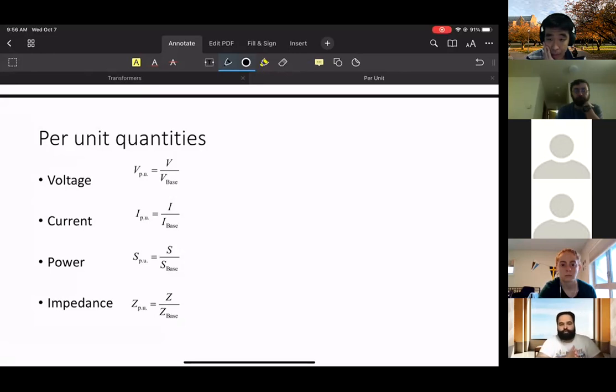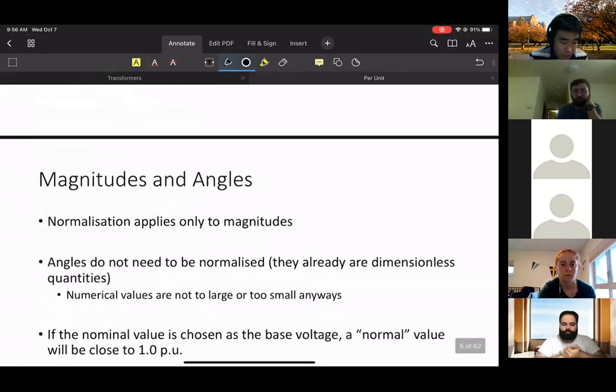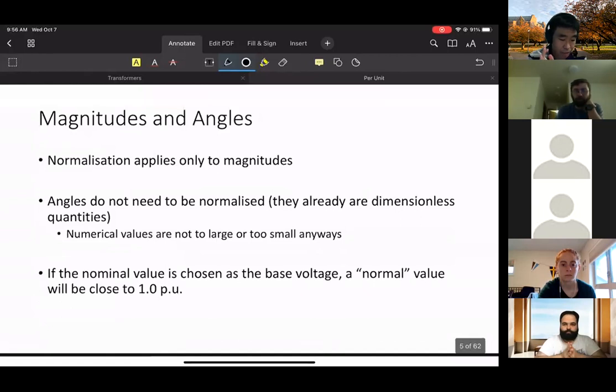What do you think the normalization should be? Right, so in the chat, that's magnitude, which is correct, right? So when we talk about per unit, the normalization is just to the magnitude, okay? Just to the magnitude. We don't normalize angle, because an angle is actually a unitless quantity already.